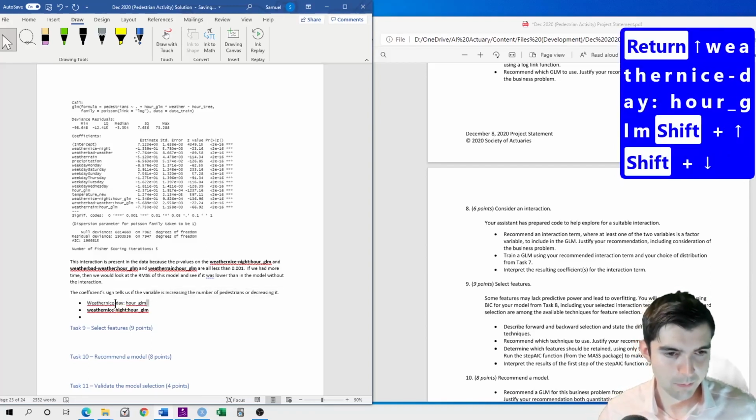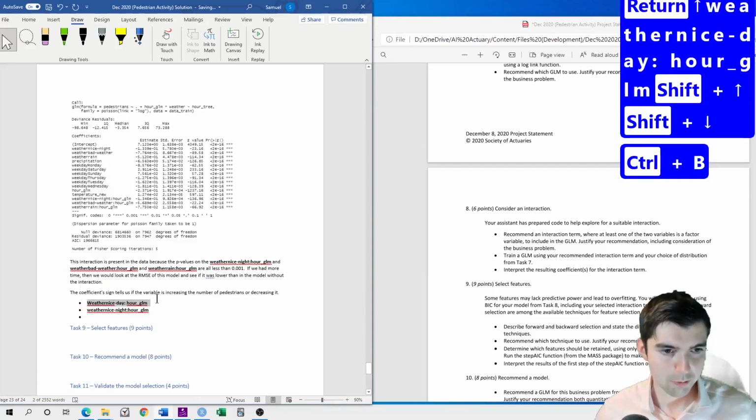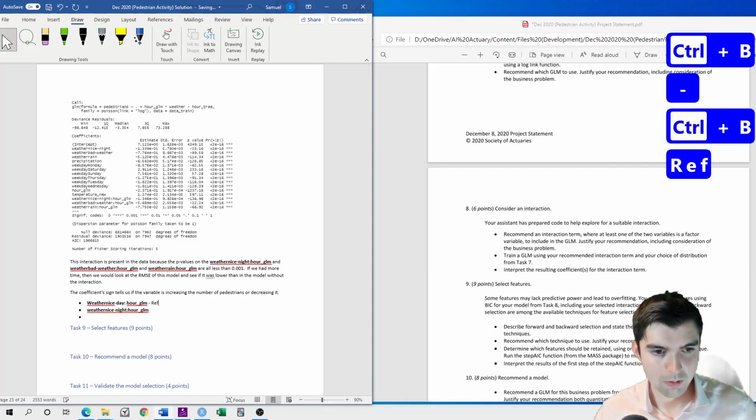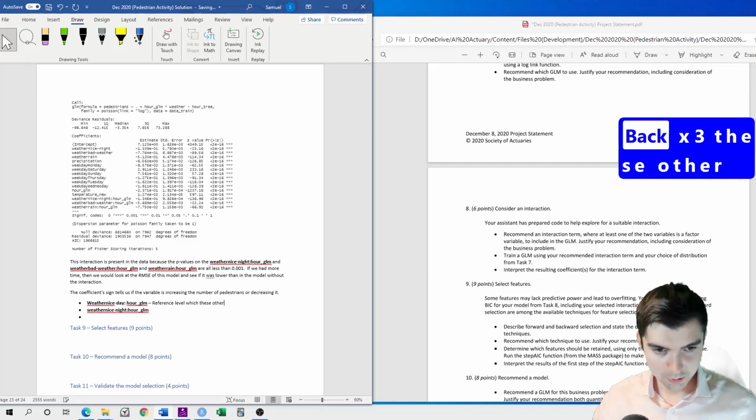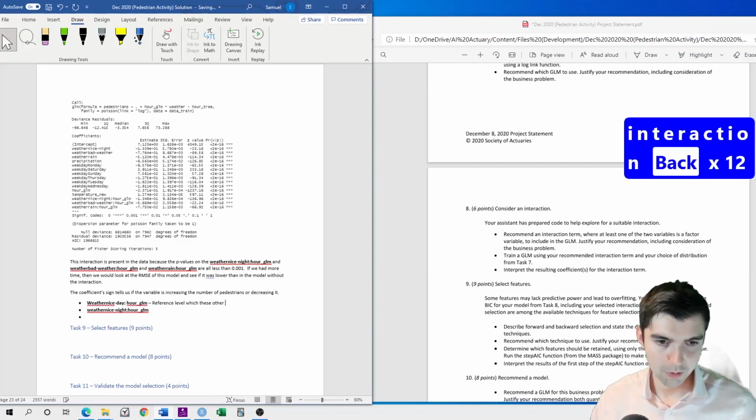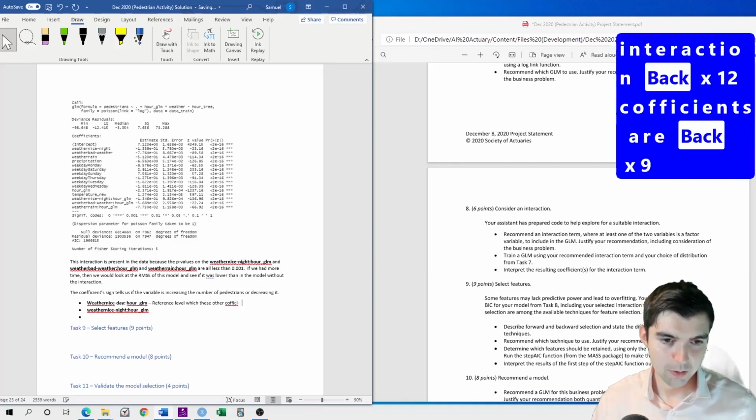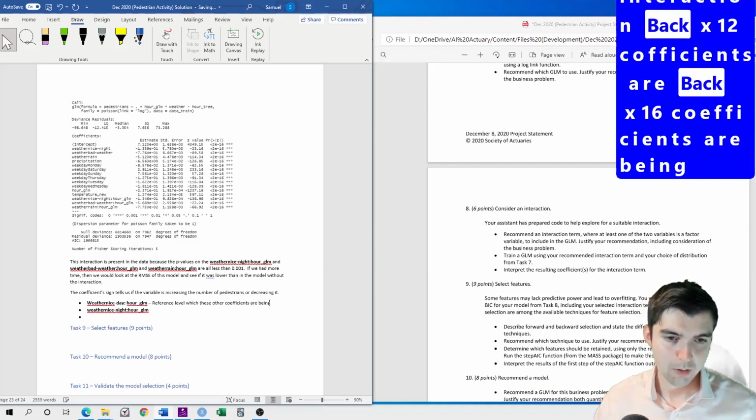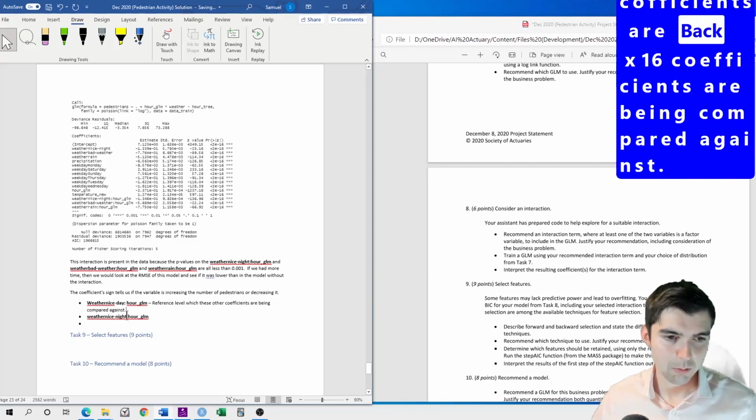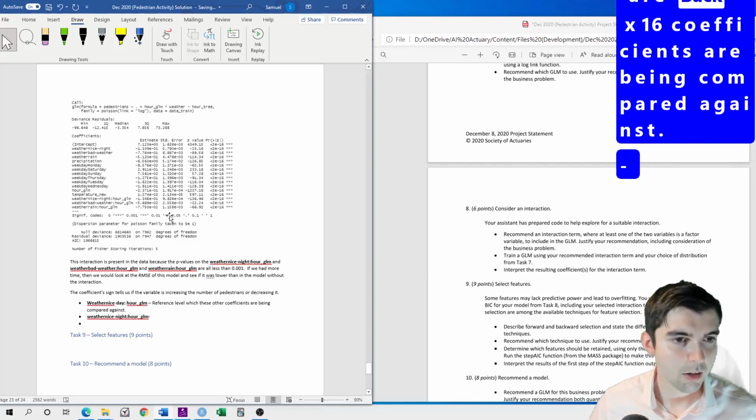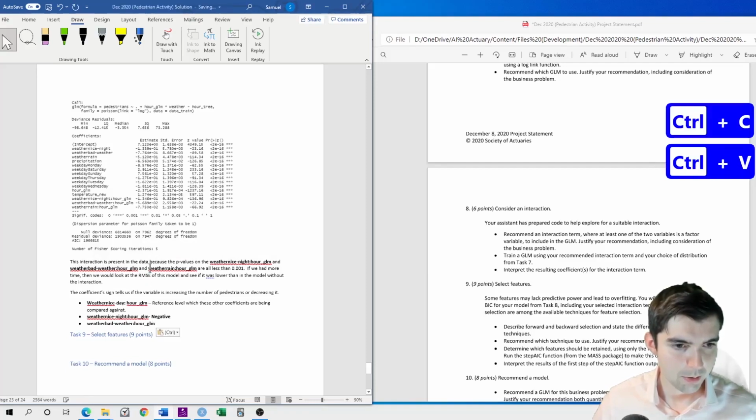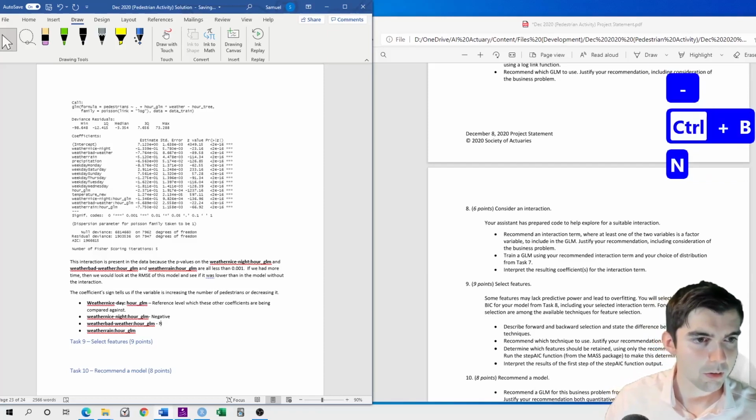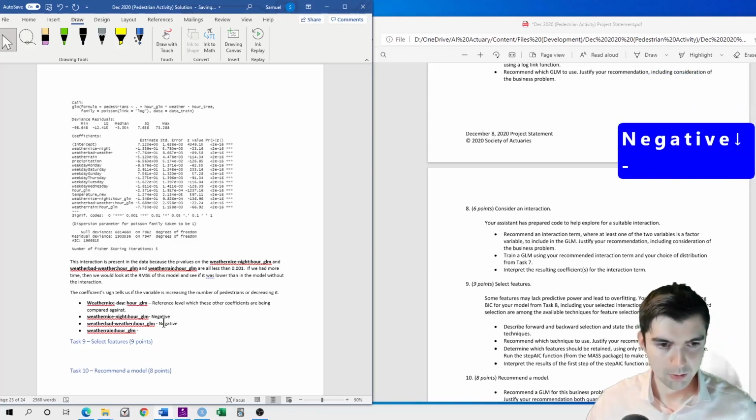So this one is the reference level, which these other coefficients are referencing, are comparing against. This one, weather nice night hour GLM, is negative. Weather bad, and then weather rain, this one is also negative. This one is negative.